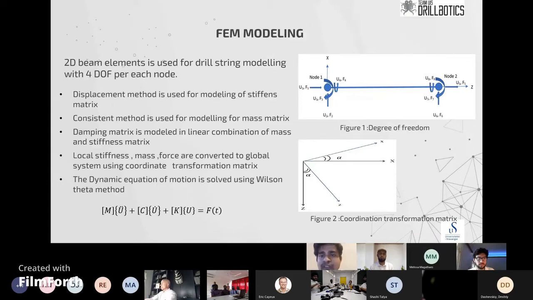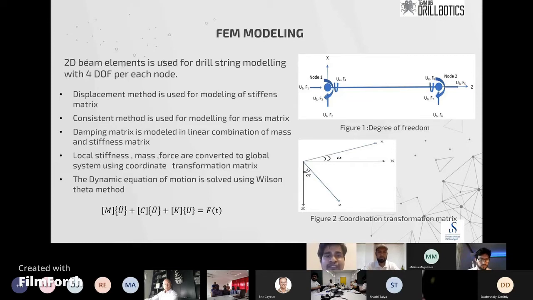Finite element method is used for modeling and simulation of drill string vibrations. The drill string is divided into a number of elements, where the last element is the BHA component. For modeling of the drill string in finite element method, a two-dimensional beam element with 8 degrees of freedom has been considered. Each node has 4 degrees of freedom, namely axial, lateral, torsional, and bending displacements. The drill string is made up of steel.